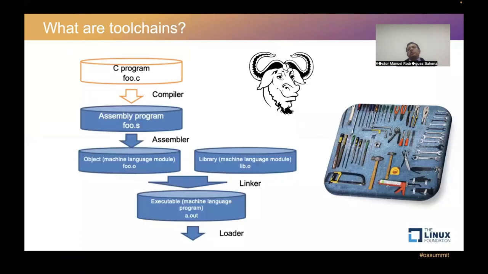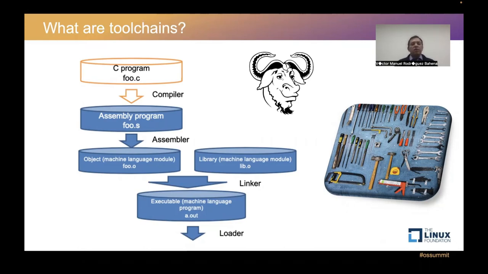What are toolchains in the first place? Well, the toolchain is a very interesting topic that I really enjoy talking about. Toolchains are a set of tools that developers use to transform basic source code into an executable machine language program.